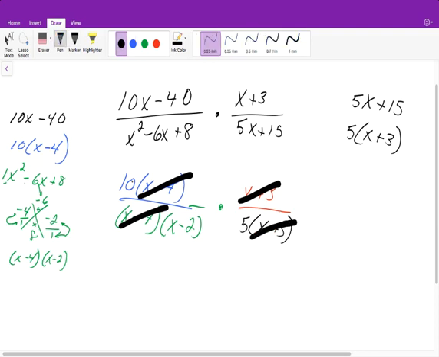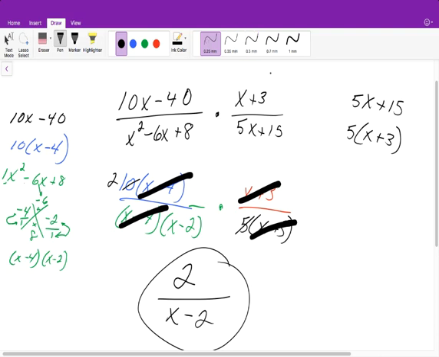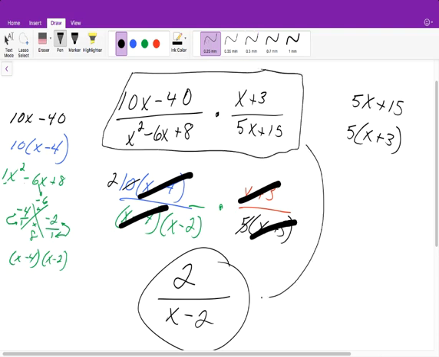And here I have a 5 and there's a 10. So 5 goes into 10 twice. So I'm left with just 2 in my numerator, and I'm left with x minus 2 in my denominator. So if we were to multiply and simplify these algebraic fractions out, it would just simplify to 2 over x minus 2. Right? And this is beneficial for us because in the future when we start to graph, it's a lot easier to graph this problem than it is to graph the one that we started with.